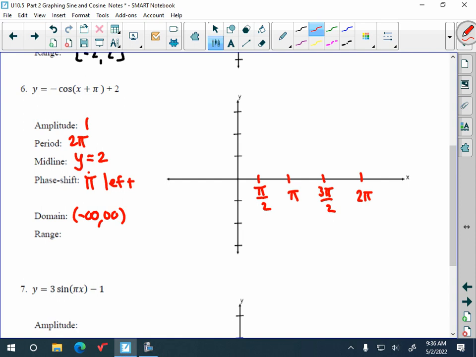All right, now this has a midline at y equals 2, right? So what we're going to do is put a dotted line at y equals 2. This is our new x-axis. So just think of any points that would be crossing through the x-axis. Now this is where they cross through.